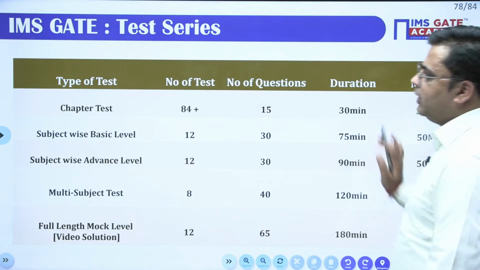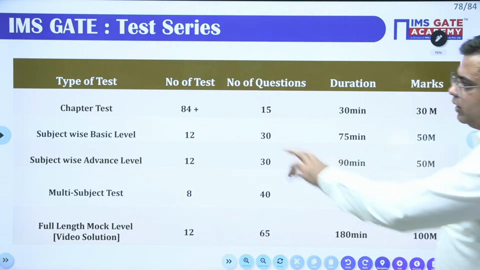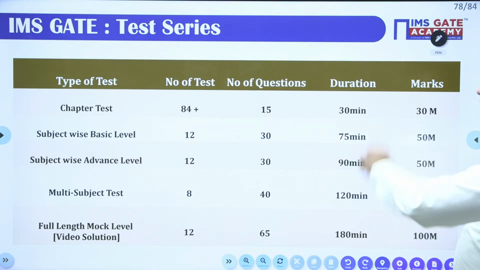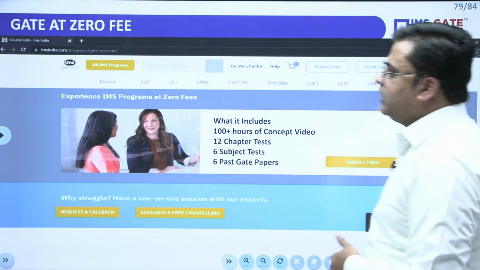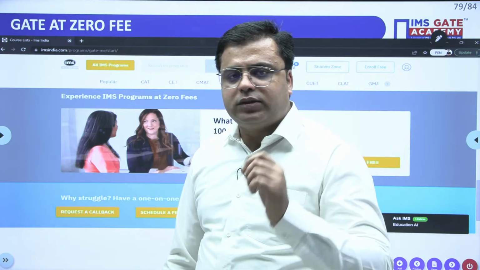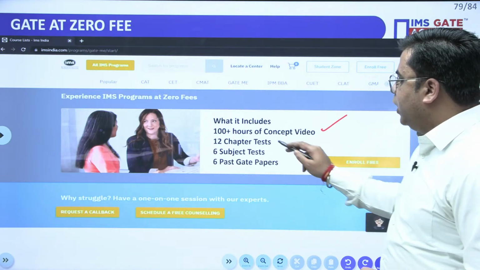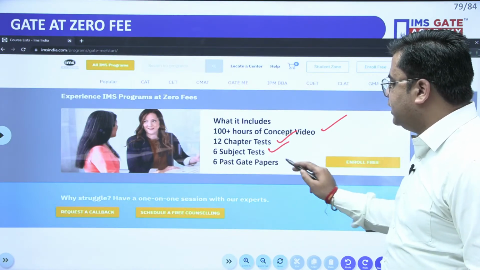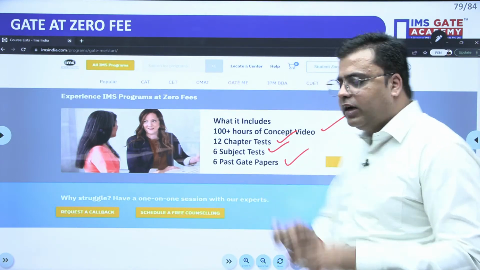So here are the details of our test series. You can just take a snapshot. According to the number of tests and the number of questions, we have provided different durations of the test, and accordingly we have provided the marks for these tests, right? Next, we have the GATE at Zero Fee program, where at zero cost you can have 100 plus hours of concept video, 12 chapter tests, 6 subject tests and 6 past GATE papers free of cost. These are not at all chargeable.